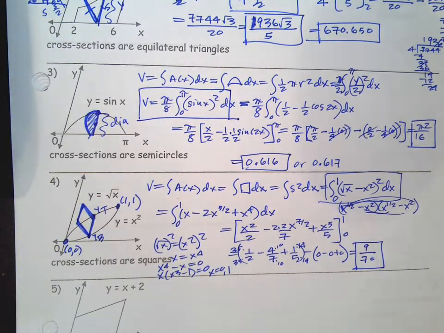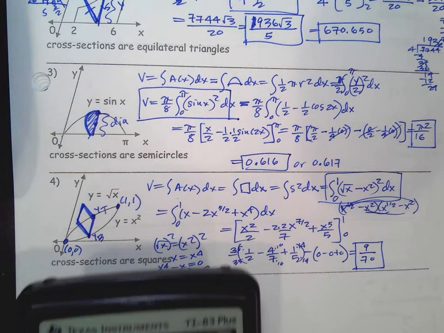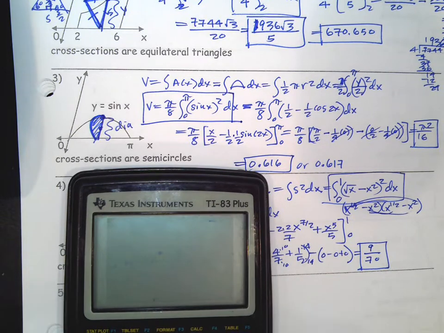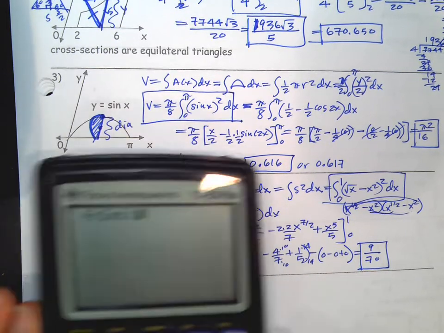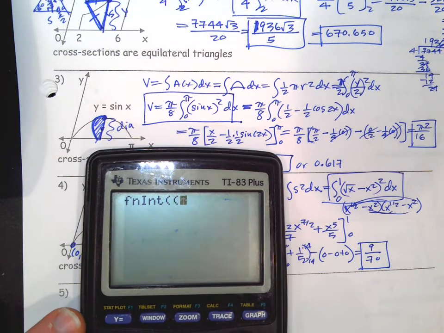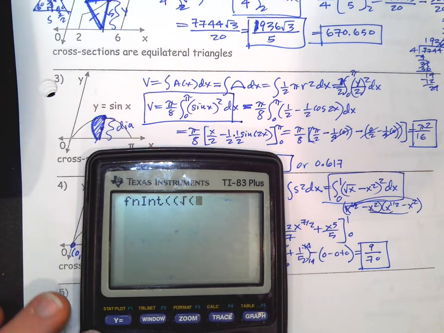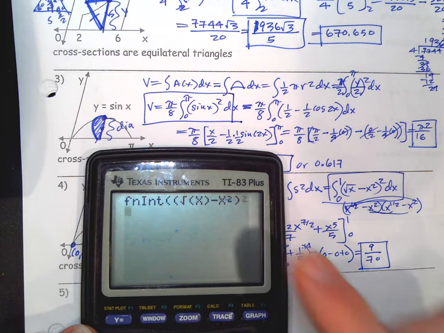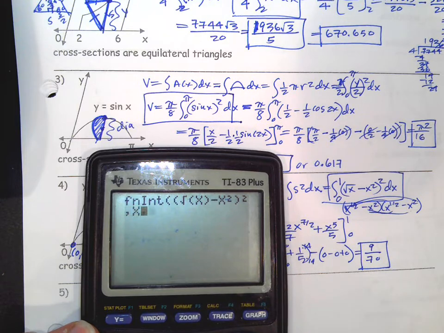Now, let's just do it on our calculator. I'm going to do math 9, and I'm just going to put this one in here. So it's going to be parentheses. You got to add those extra parentheses. Square root of x, close parentheses and square root, minus x squared, close parentheses on all of that. Remember the squared, comma x, comma 0, comma 1.